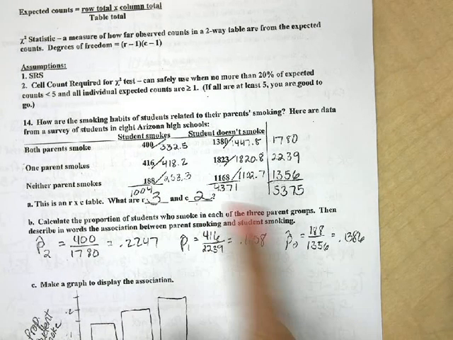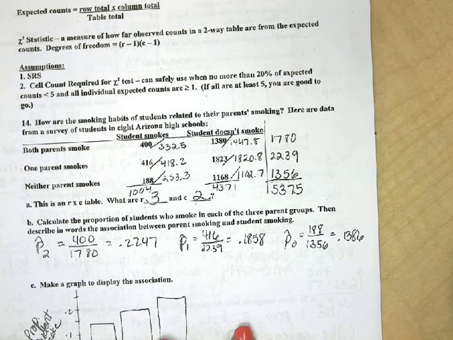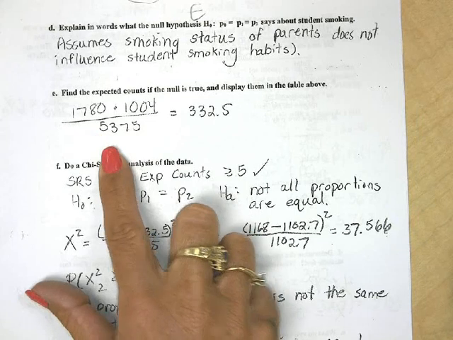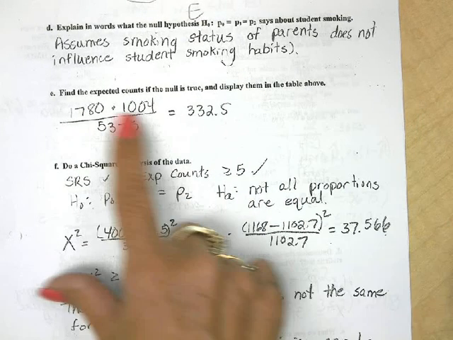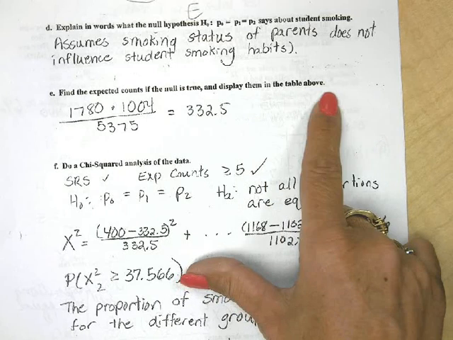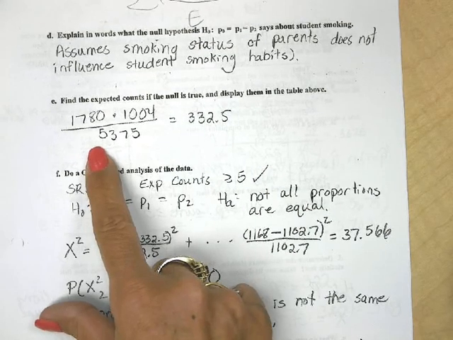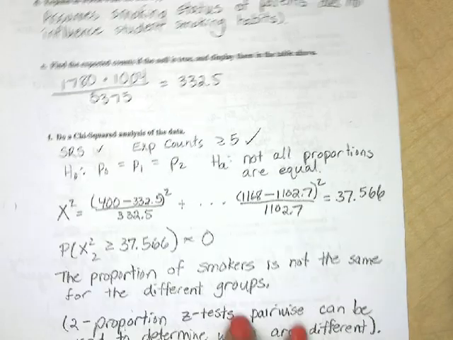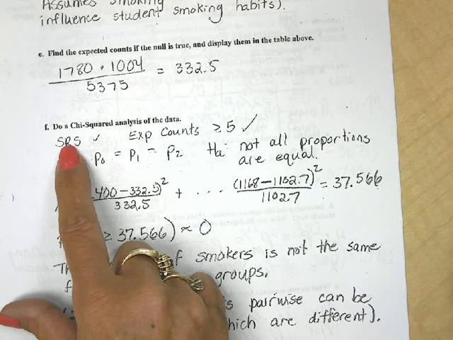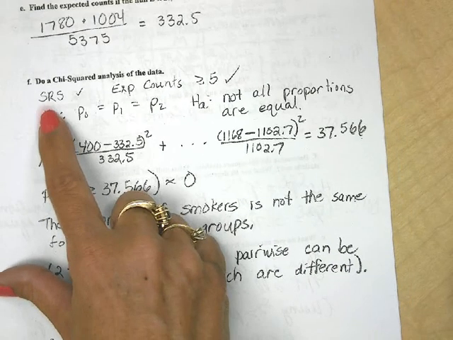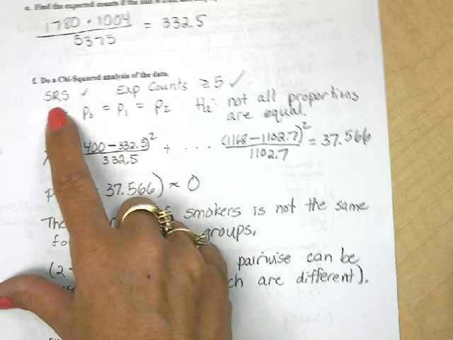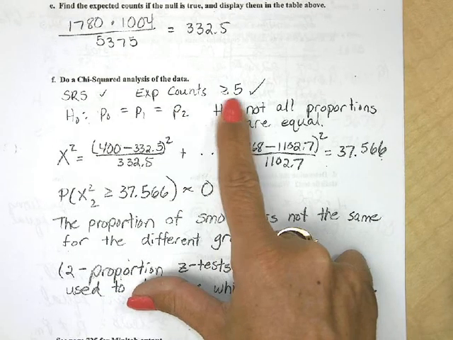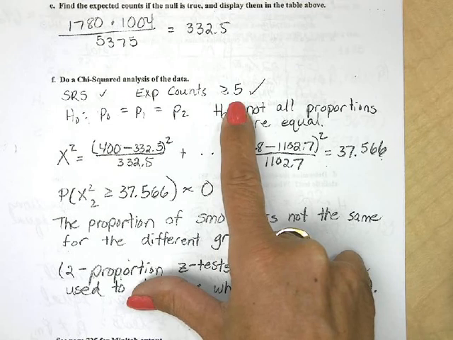So now we're ready to find our chi-squared. Let me go back. I'm indicating here that if we wanted to find the expected count, if it's true, and display them in the table, we did that. Here's just one of the cells, row 1, column 1. And we want to do a chi-squared analysis. So we are assuming that we have simple random samples. All of the expected counts in that table were in the hundreds, so they were all plenty big, at least 5, so we're ready to perform our test.